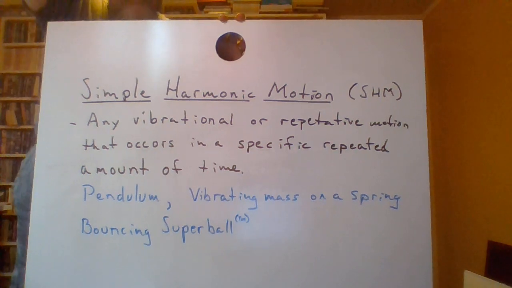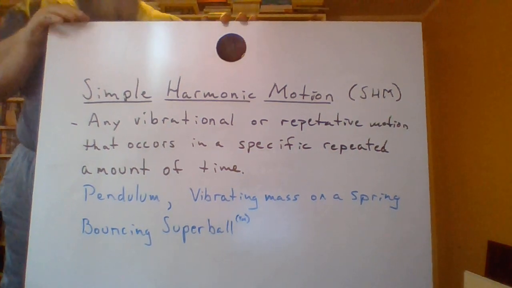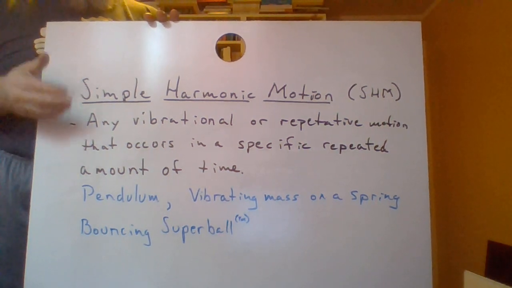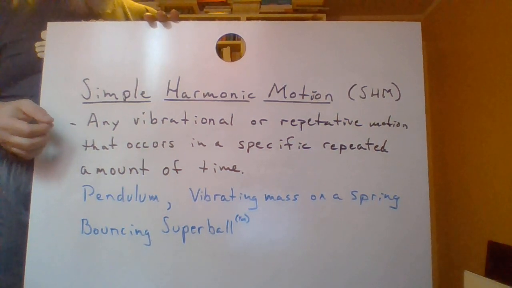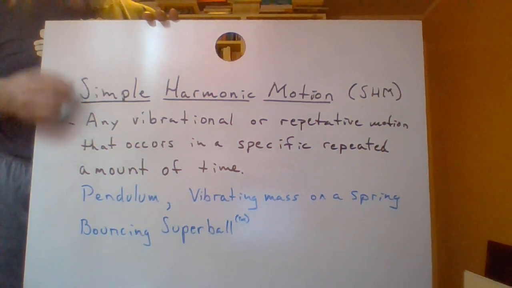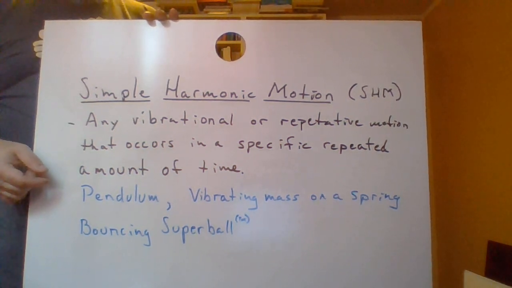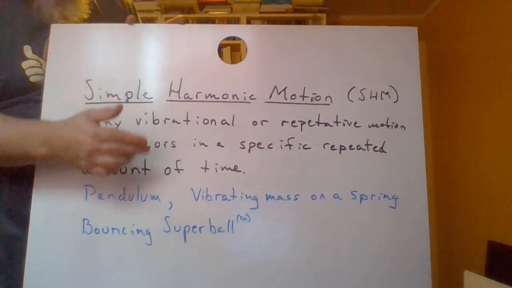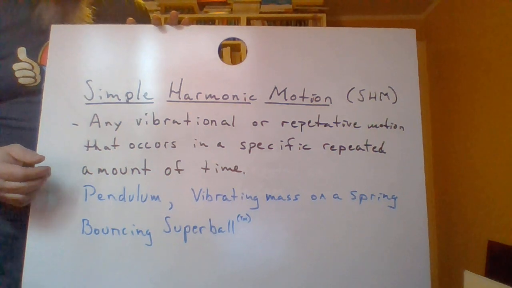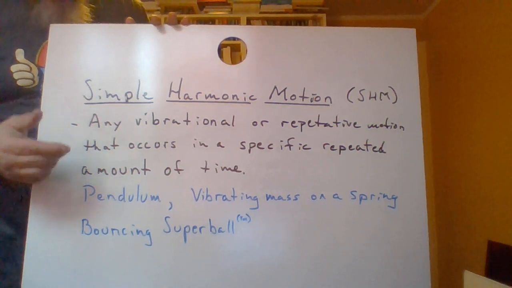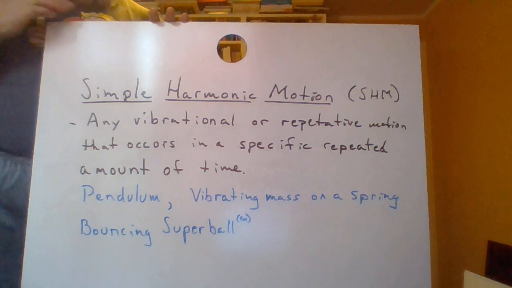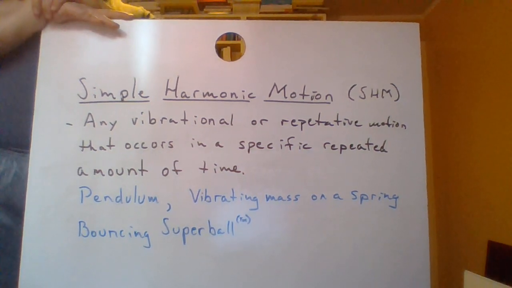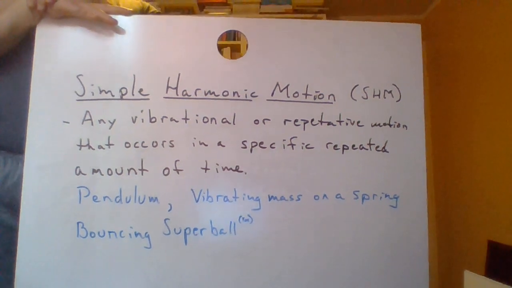All right, definition. Simple harmonic motion, or SHM, is any vibrational or repetitive motion that occurs in a specific repeated amount of time. Okay, so examples would be pendulums or vibration of masses on a spring or a bouncing super ball. All right, for example. Okay, there are other forms of simple harmonic motion.